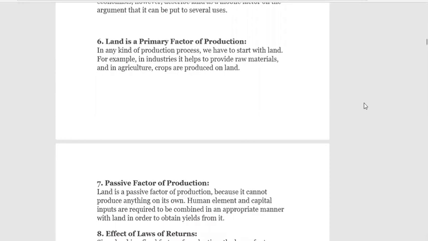As I mentioned earlier, land is a primary factor of production. Without land, you cannot do anything. You cannot produce anything. If you have labor, if you have capital, if you have excellent entrepreneurial skills, then also you cannot do anything unless you have a piece of land.